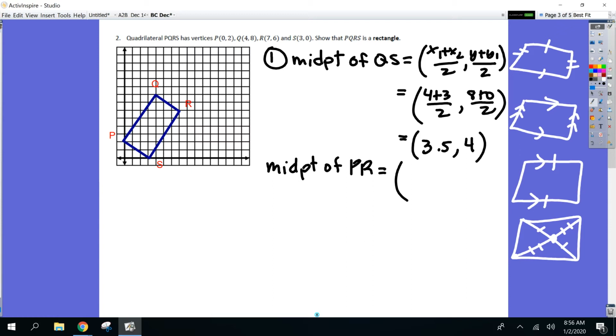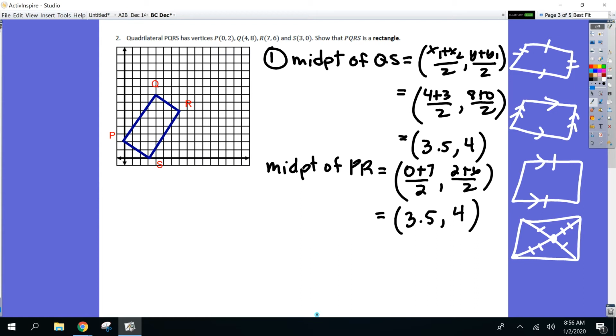All right, PR. So what are we adding up? 0 plus 7 divided by 2. I like how that's going to come out. And 2 plus 6 divided by 2. I like how that's coming out, huh? So that's going to be 3.5 comma 4. Look at that.